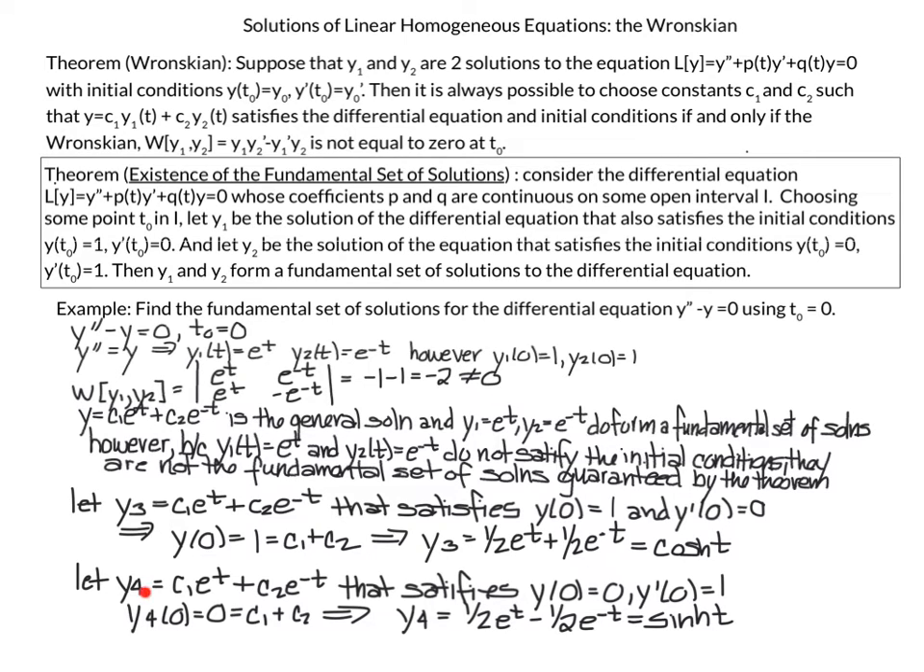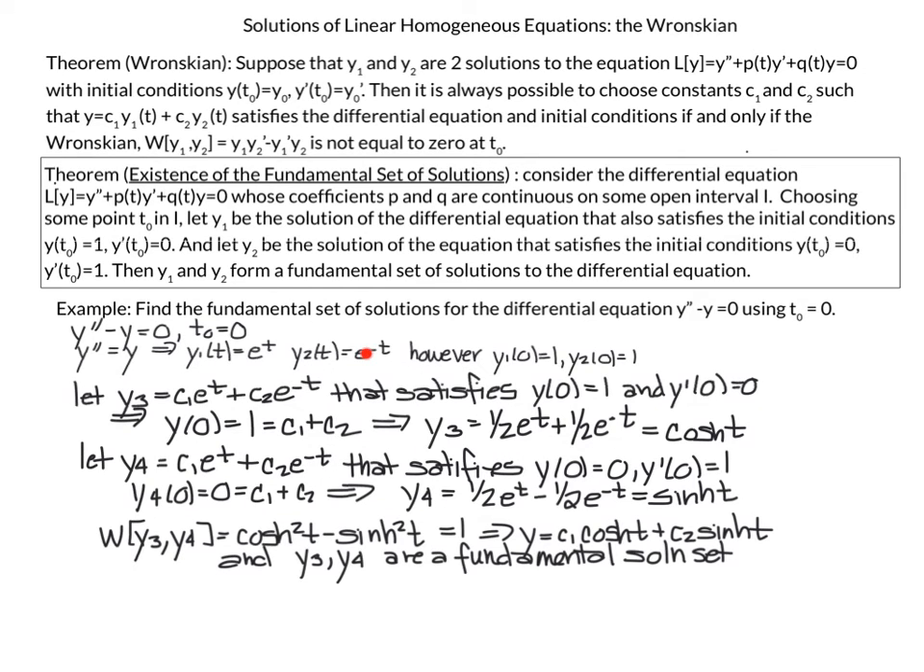We can do the same with y4. Now again, we know it's a linear combination of e to the t and e to the minus t, because this is the general solution. So I've written that down here, and now we're looking at the second solution. It has to satisfy y of t naught equals 0 and y prime of t naught equals 1. So I plug that in, and I get 0 is equal to c1 plus c2. So I can plug in y4 is equal to 1/2 e to the t minus 1/2 e to the minus t, which is equal to sinh of t.